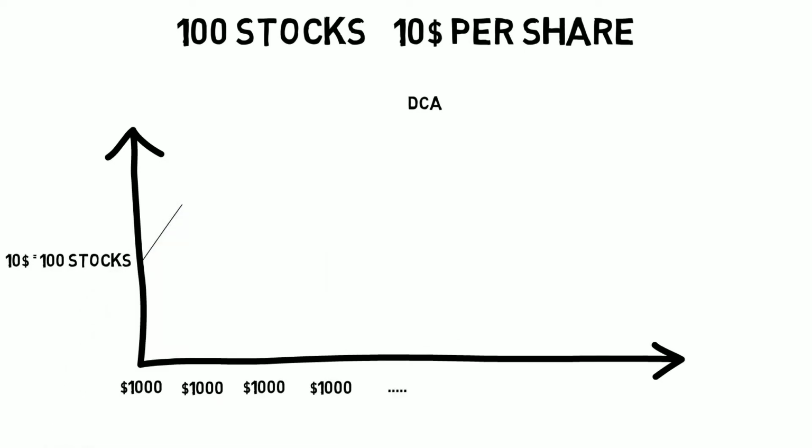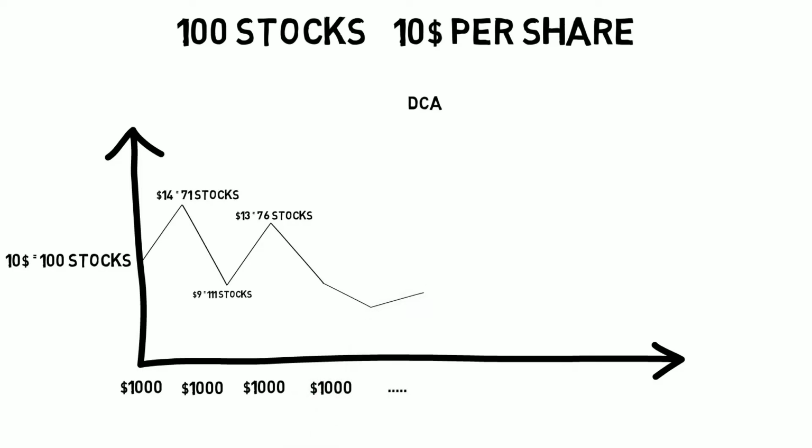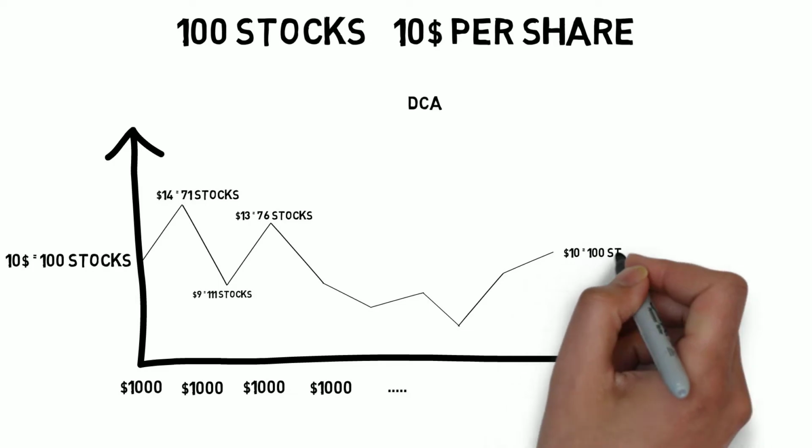After 1 month, the stock rises to $14 per share, and you again spend $1,000. This time, you can buy 71 stocks. The next month, let's say that the stock drops to $9, then you can buy 111 stocks. Then it rises to $13, so you can buy 76 stocks. Then it again drops to $9, then 8, then it rises to 8.5, drops to 7.5, then 9, and then after 10 months, it's back up to $10 per share.